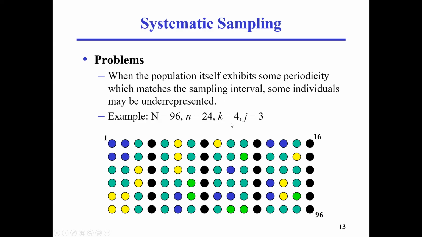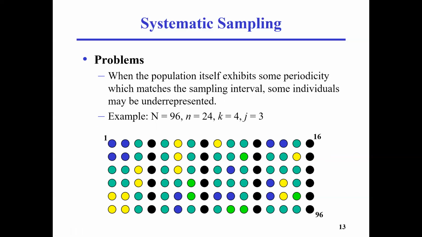So let's get started with systematic sampling. Where is the first observation we want to collect? It's the third object, right? Because j is 3. So this is object 1, object 2, object 3. So this green circle will be the first observation you will collect. Okay? So this is the first one.